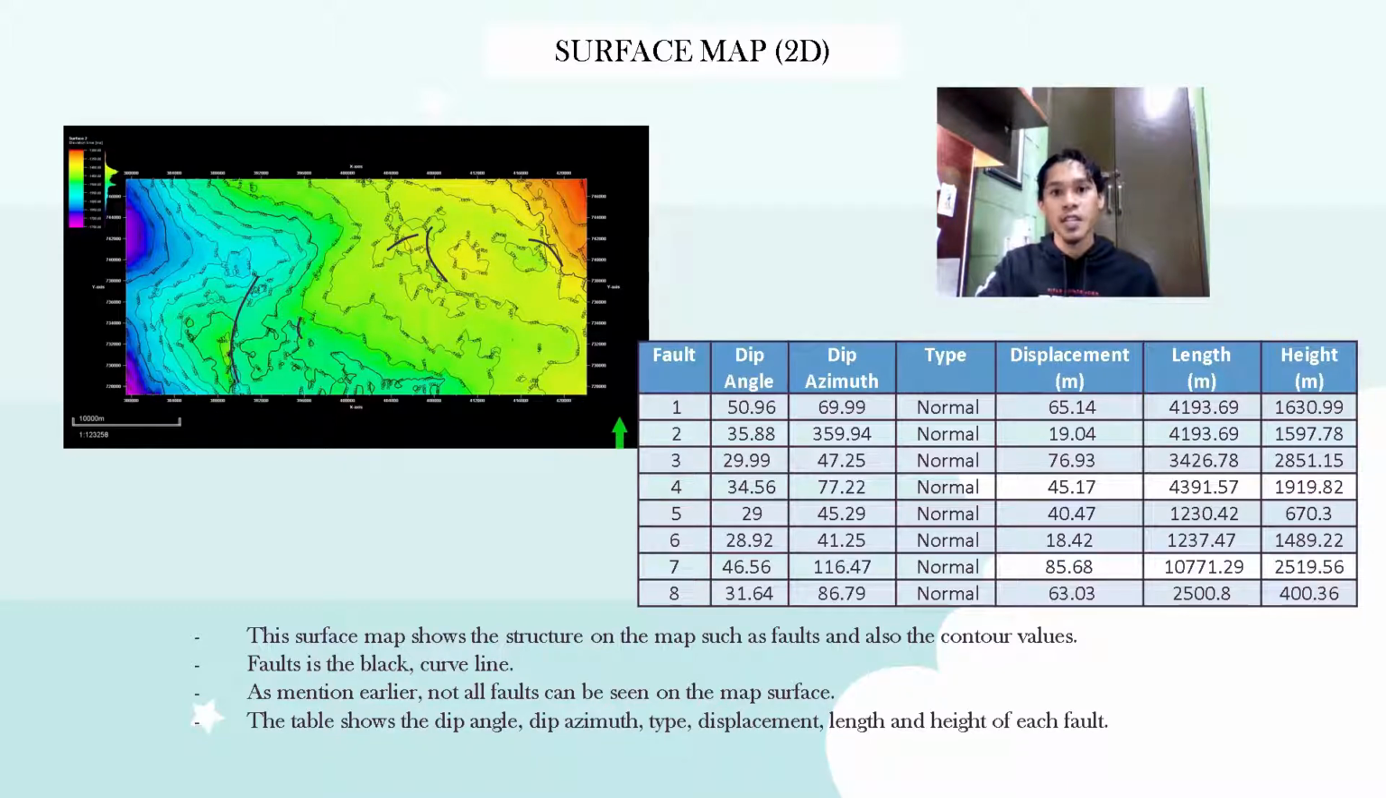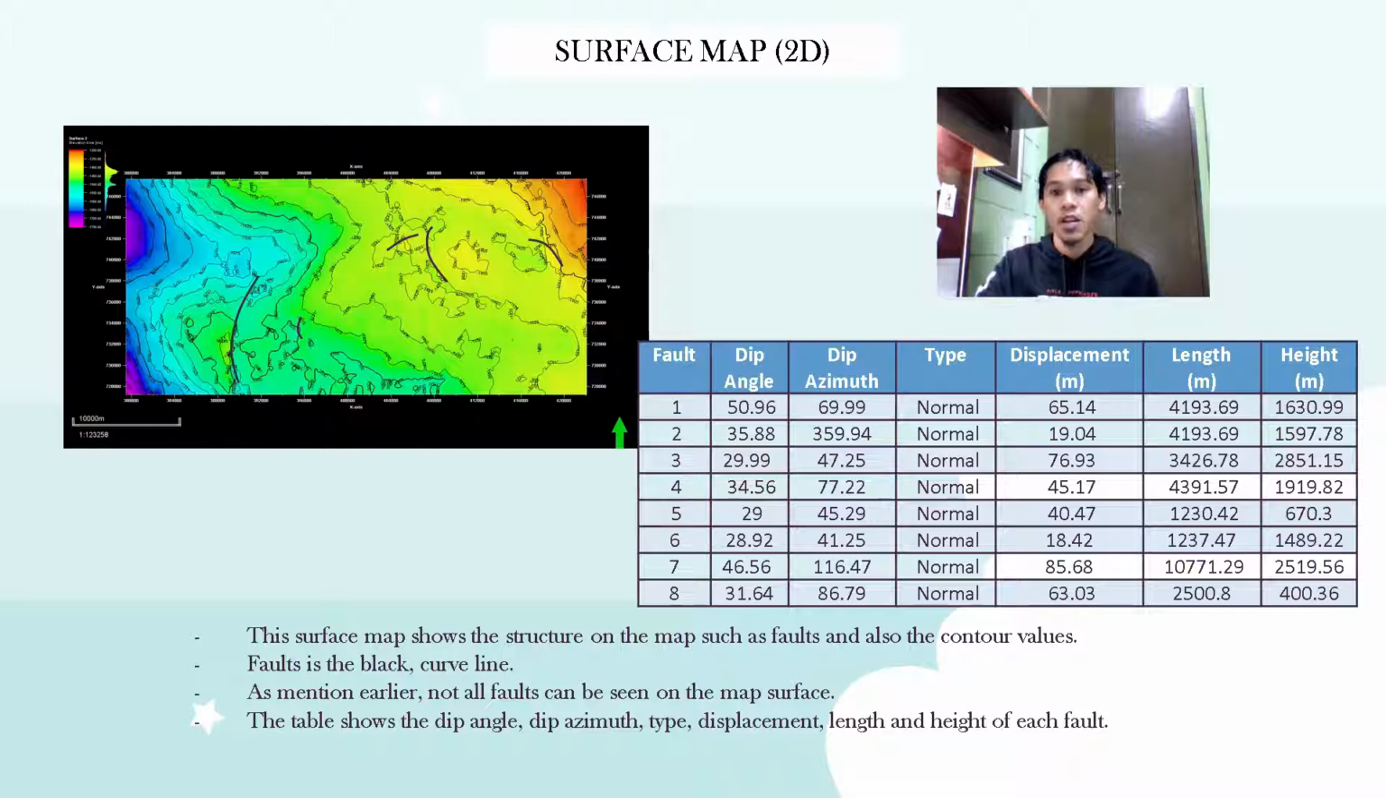Okay. This table shows the dip angle, the dip azimuth, type of fault, displacement of the fault, the length and height of each fault. So for example, for the first fault, the dip angle is 50.96 degrees. The dip azimuth is 69.99 degrees. The fault type is normal fault.